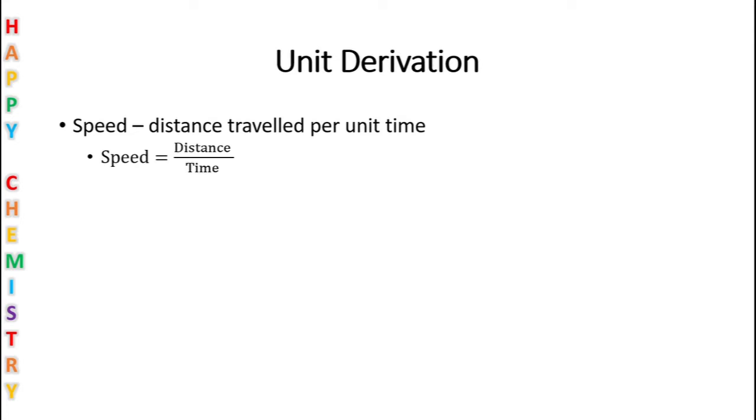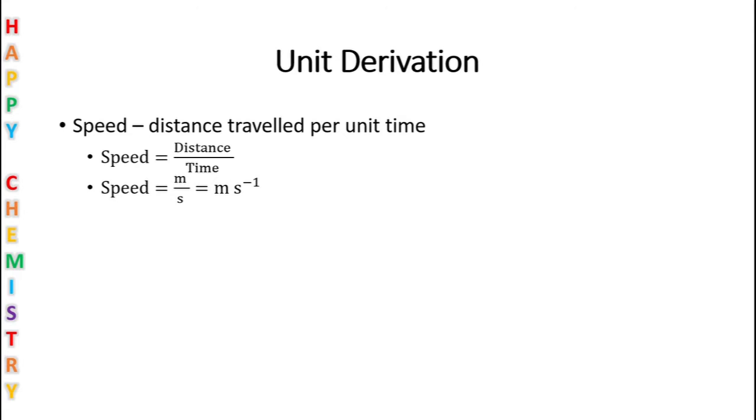Both of these are base parameters. The unit of distance traveled is meters. The unit of traveling time is seconds. If we consider these units in the same equation form, we get meters divided by seconds. That means the unit of speed is meters per second.